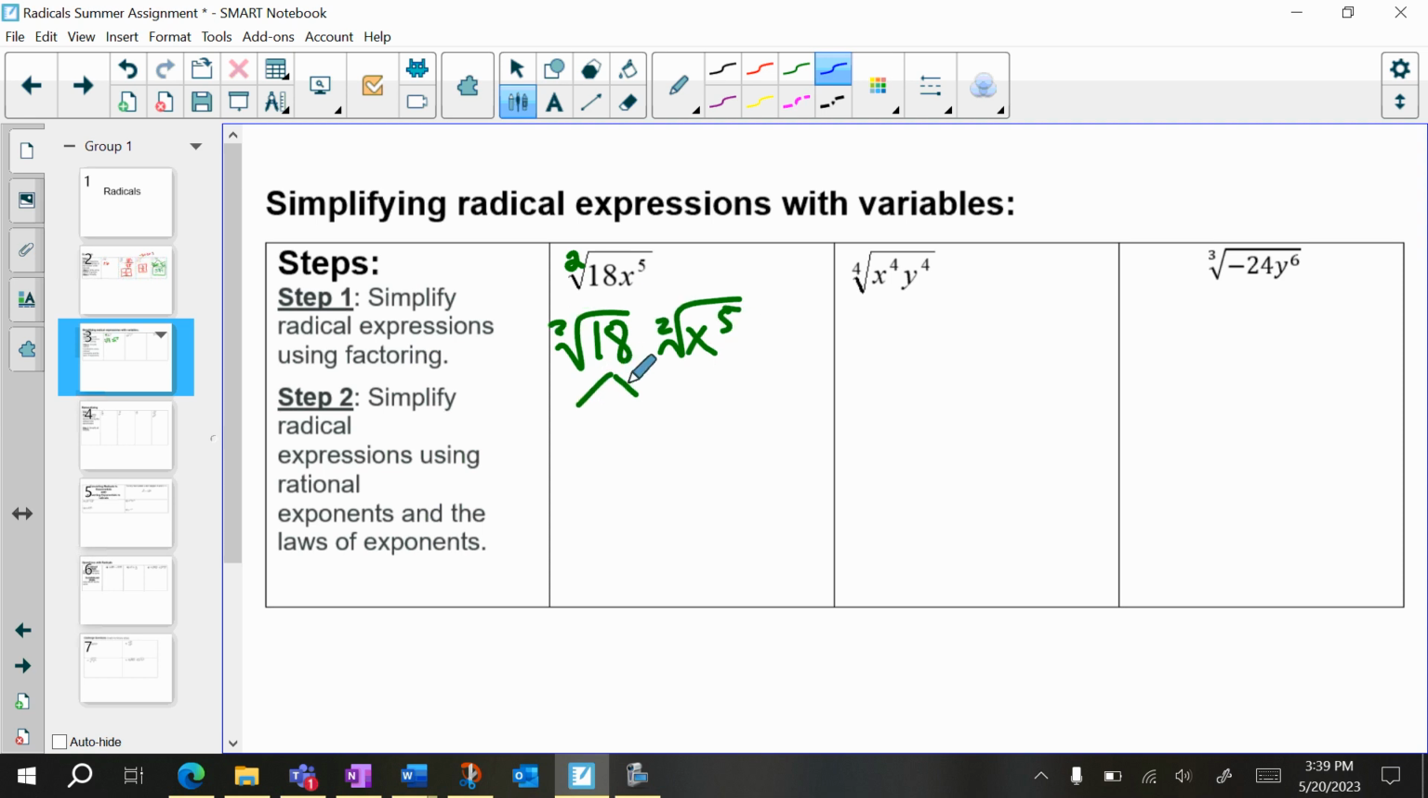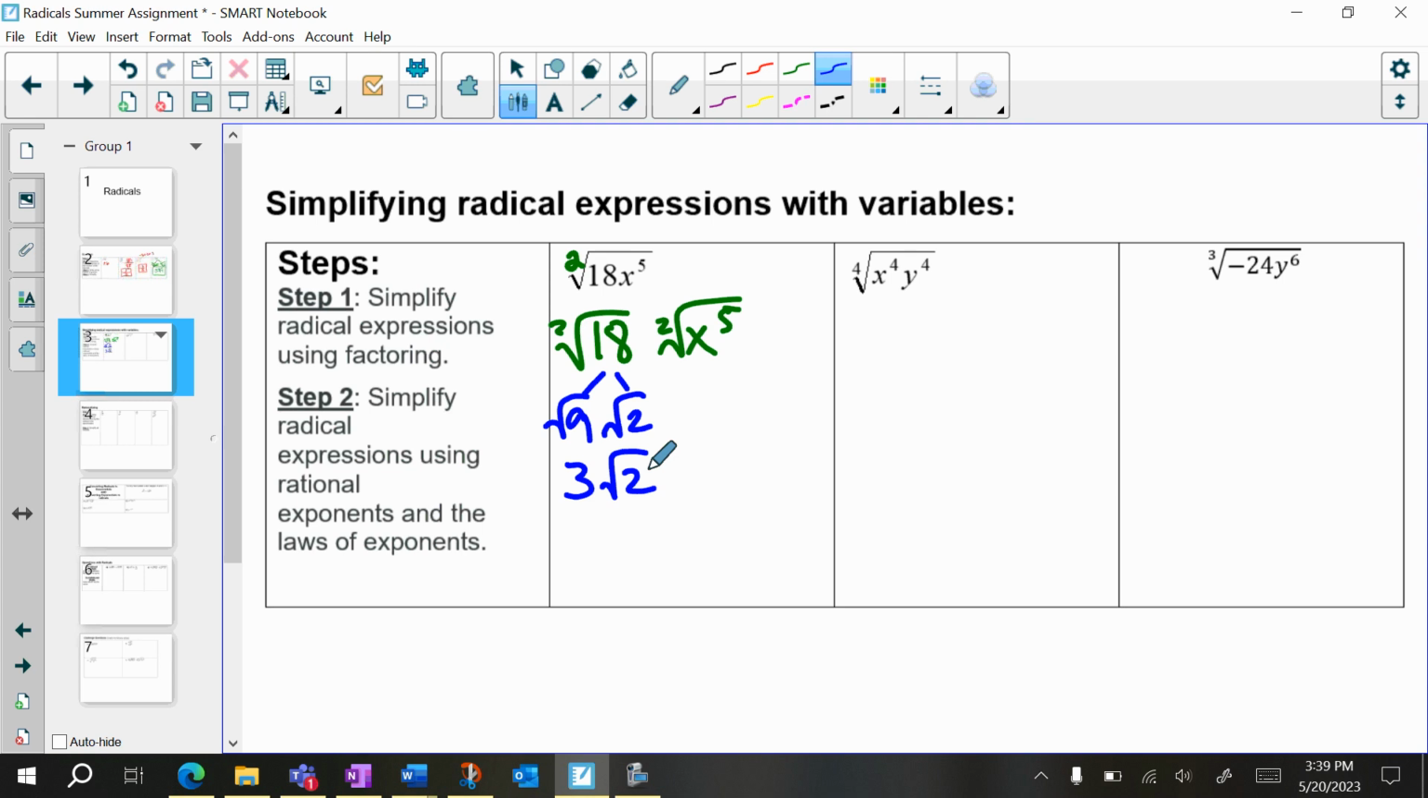So we can break down the square root of 18. What's the largest perfect square to go into 18? That's going to be radical 9 times radical 2. And that's going to simplify. Obviously, radical 9 simplifies to 3, radical 2.